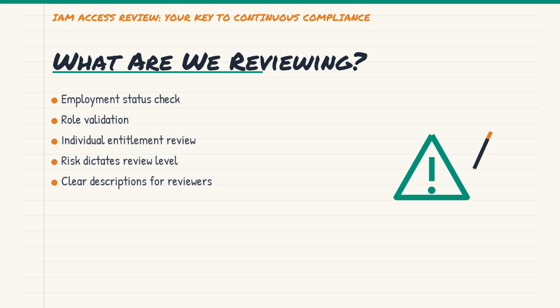Then we move to roles. Does this user still need to be in the finance manager role? Finally, we get down to the nitty-gritty of individual entitlements, like specific file permissions. The level of detail depends on the risk. We want to make sure the reviewer can understand what they're looking at, so using clear descriptions is key.